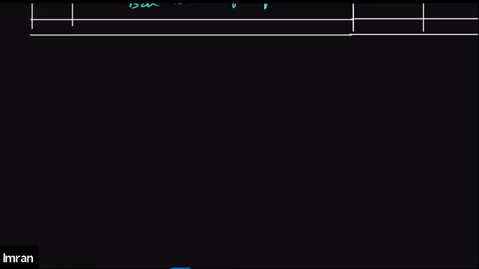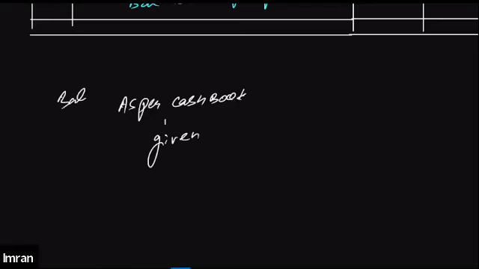Balance as per cash book is given. Right? Balance as per cash book is given. And we need to find balance as per passbook. We need to find this.